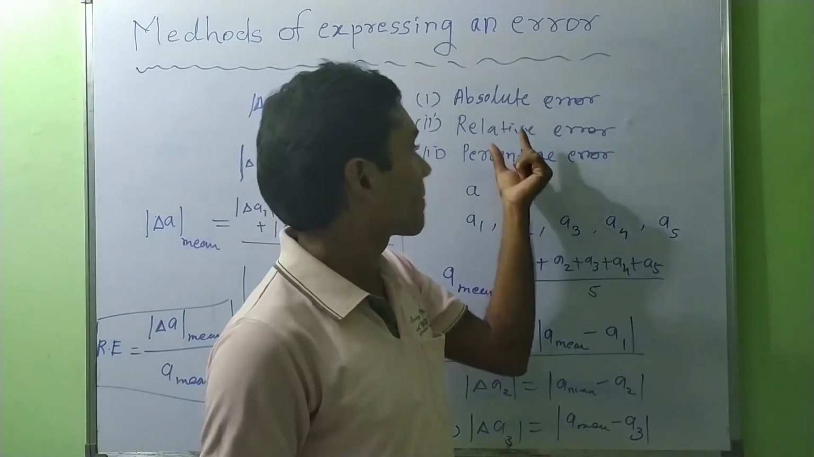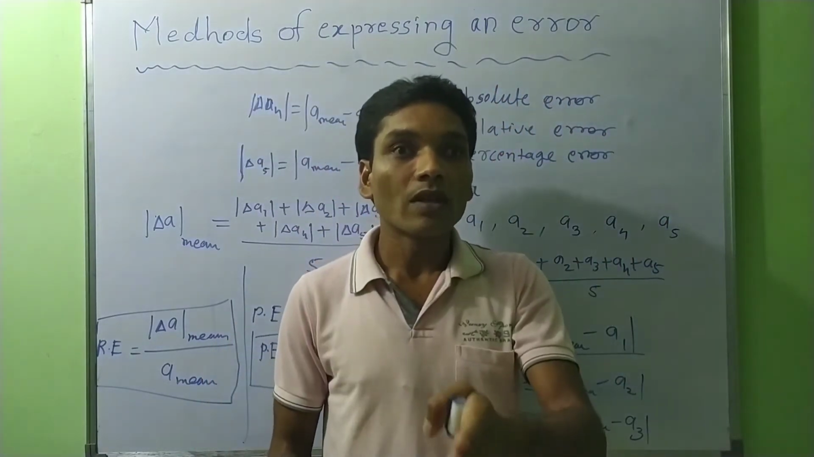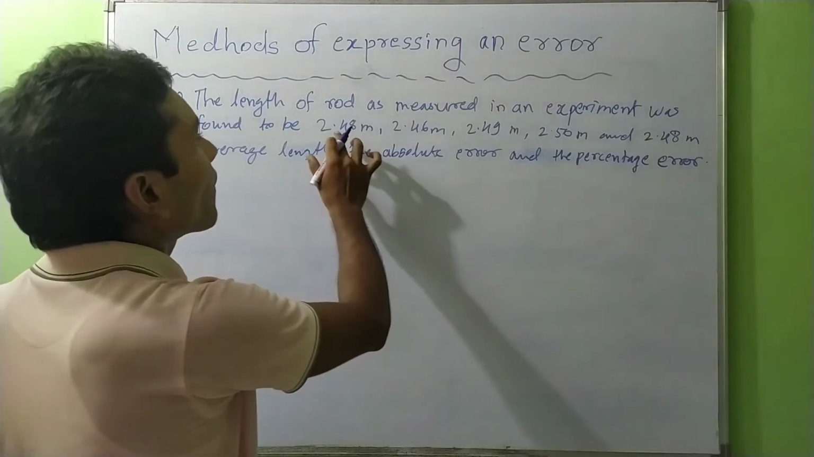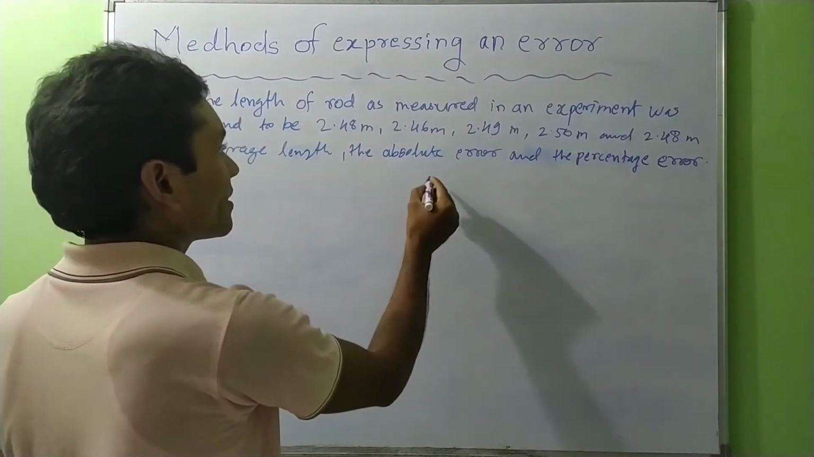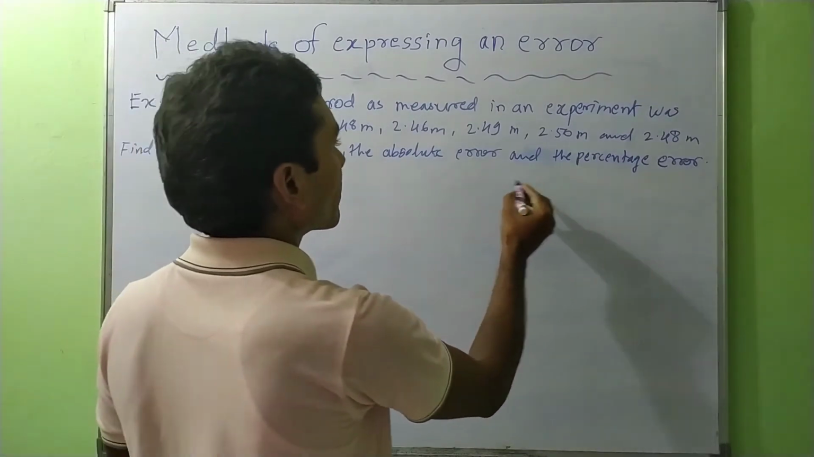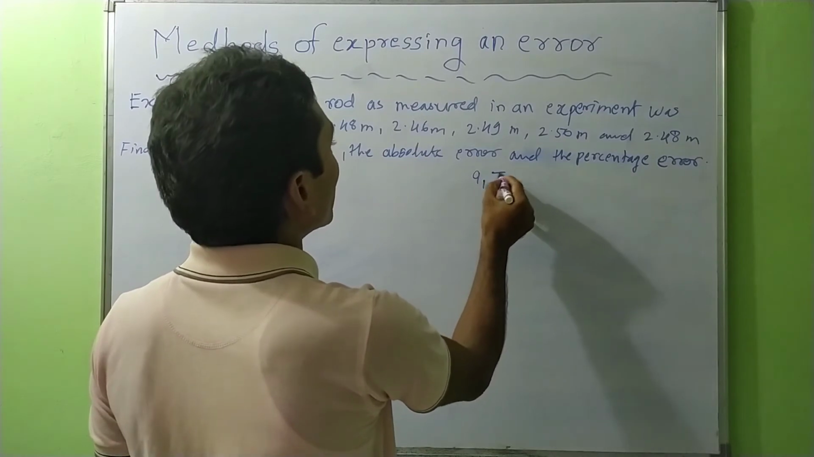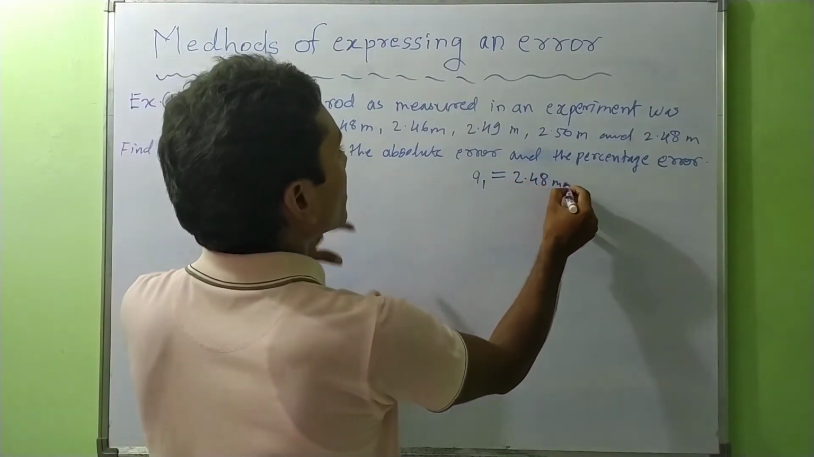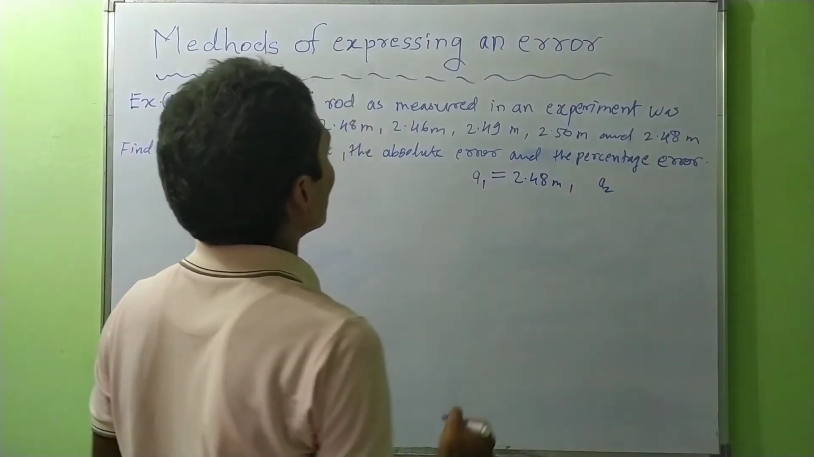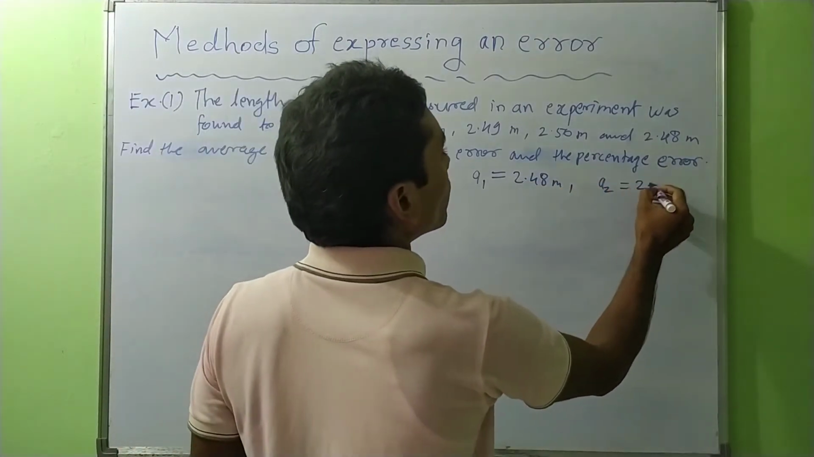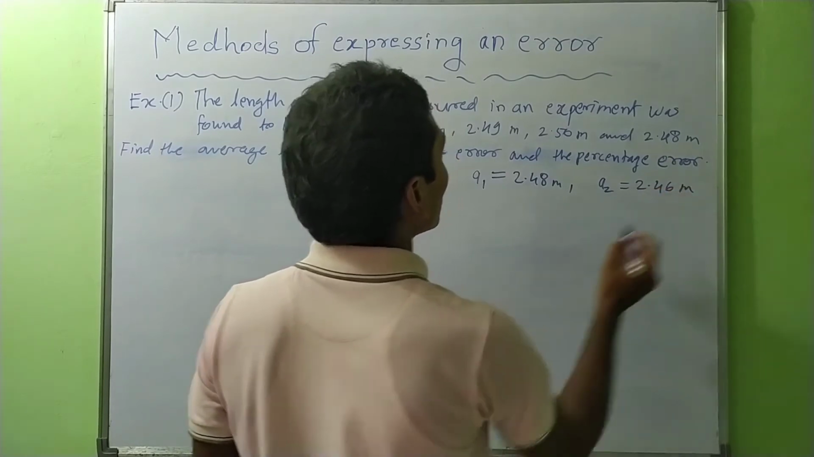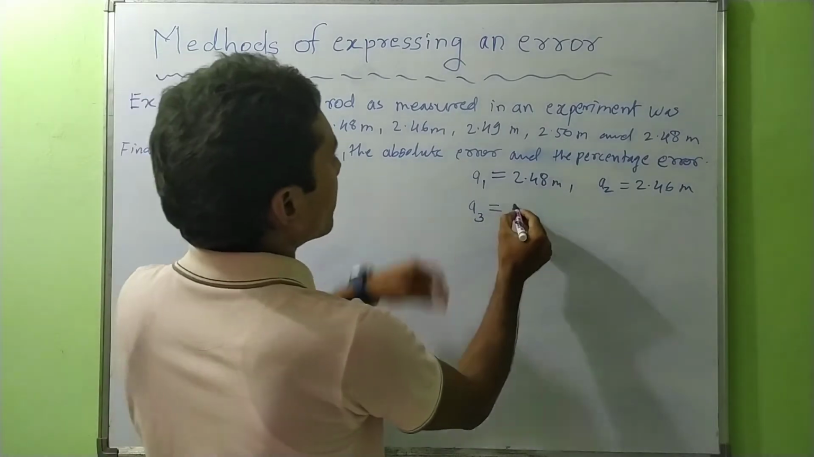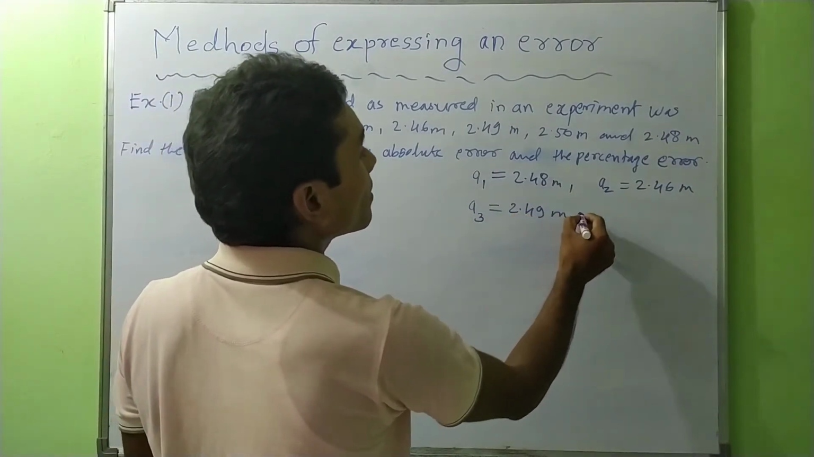Absolute error, relative error, percentage error, then I hope you will get the concept very clearly. There are 5 observations. Let the first reading or first observation be A1, and this is equal to 2.48 meter. The second observation or second reading is 2.46 meter. The third reading, let this be A3, is equal to 2.49 meter.